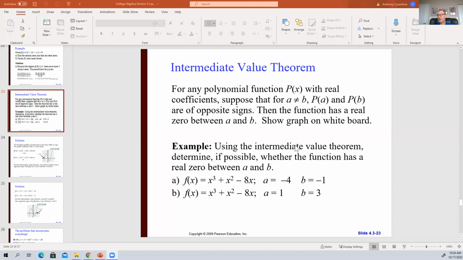And this theorem is kind of near and dear to my heart. When I was getting my advanced degree in math, my qualification exam, I had to prove this theorem. It's much easier to use than it is to prove.